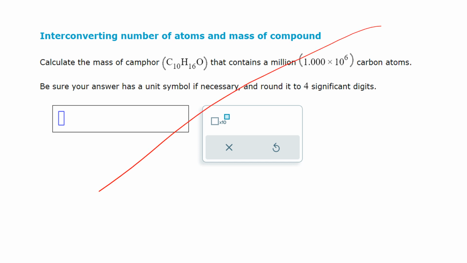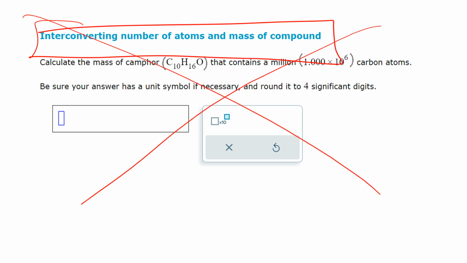Keep in mind here, I will not put on this last Alex of interconverting number of atoms and mass of the compound. We'll do something similar this week before Thursday's test, but there's just better ways to state it. So, all right, so that is week 2 notes.